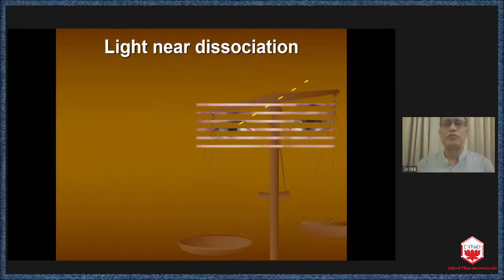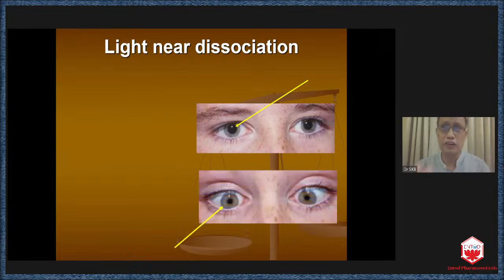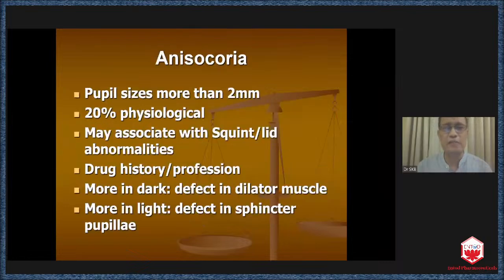Coming to light-near dissociation, here the light reflex is absent. When you put light, the pupil is not going to constrict. But if you ask the patient to see a near target, that means accommodative target, the pupil constricts. This is called light-near dissociation. Where do you get light-near dissociation? Argyll Robertson pupil, tonic pupil, aberrant regeneration of the third nerve, and Parinaud dorsal midbrain syndrome.